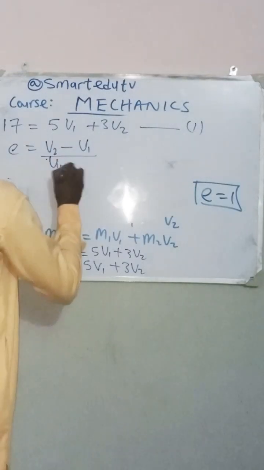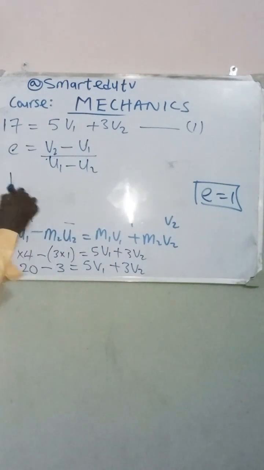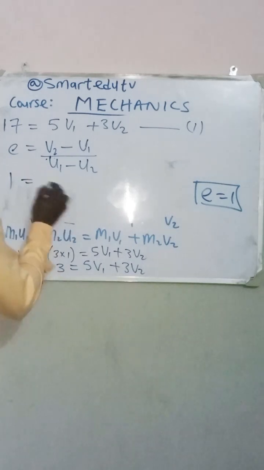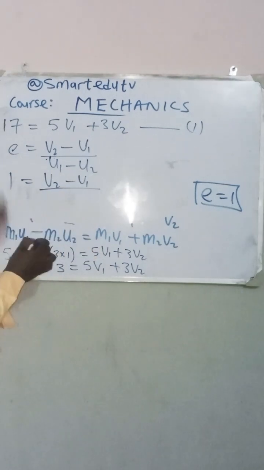This is U1 minus U2. So our coefficient of restitution here is what? 1. Should be equal to our V2, then we are looking for, okay, we don't know V2 yet. V2 minus V1 over our U1 minus U2.